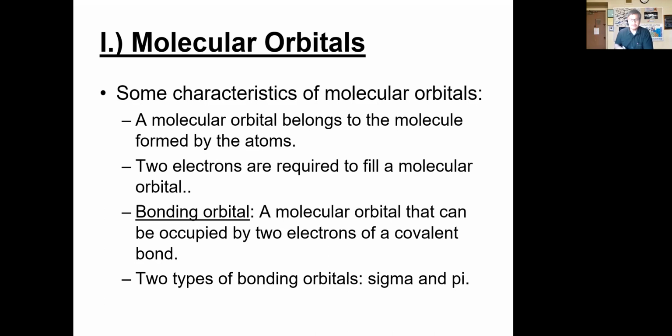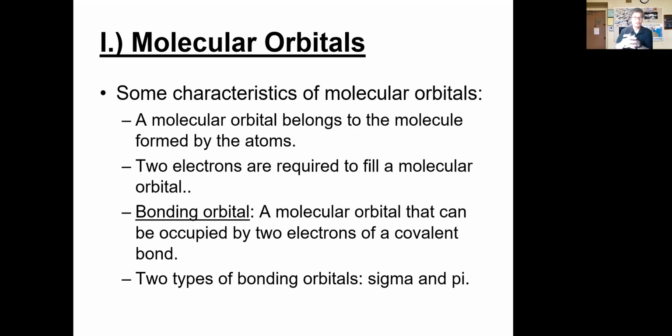What you need to make sure you understand is that the rules we used to discuss atomic orbitals also apply to molecular orbitals. You'll learn this later in a later class, but the Aufbau principle, Hund's rule, and the Pauli exclusion principle also apply to molecular orbitals. We're going to go over that a little once we talk about the bonding types, sigma and pi bonding.